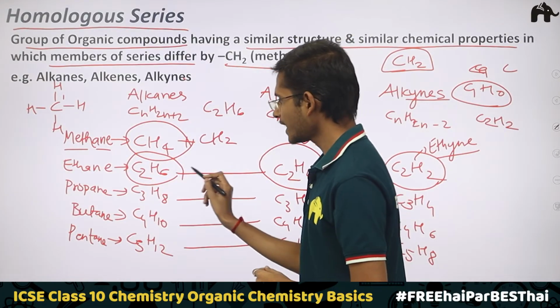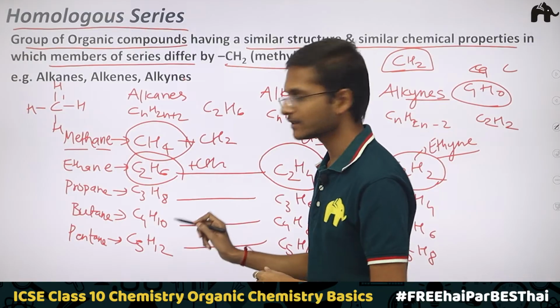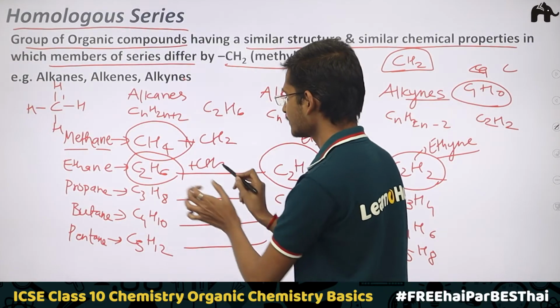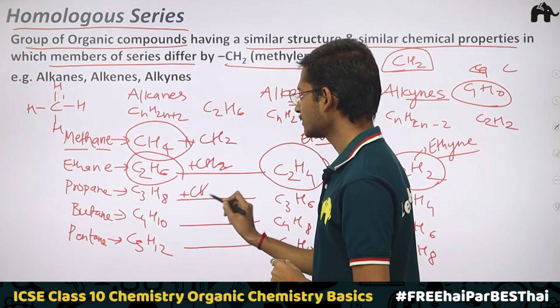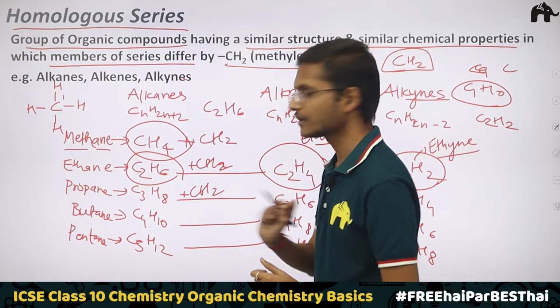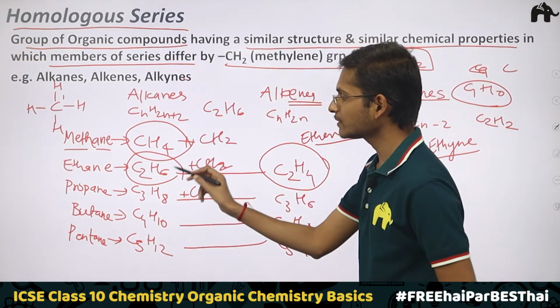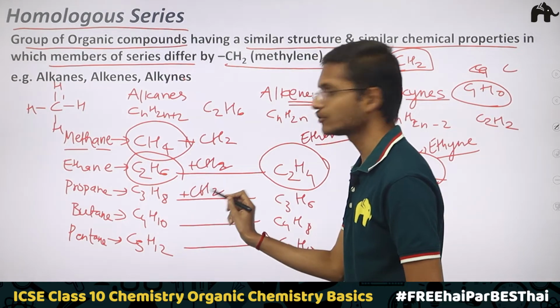Okay, if I add CH2 to ethane's molecular formula, I get propane, C3H8. In the same way, if I add a methylene group to propane, I get C4H10. So that's how they differ from each other. The successive members differ from each other by a methylene group.